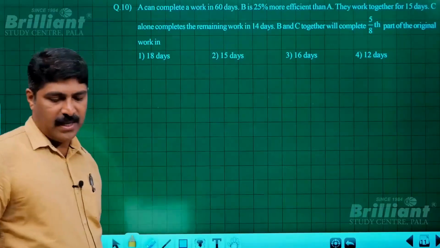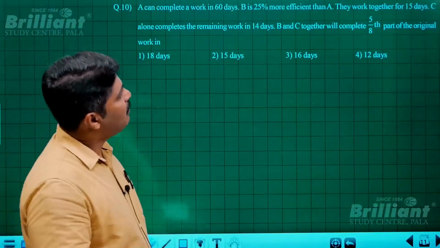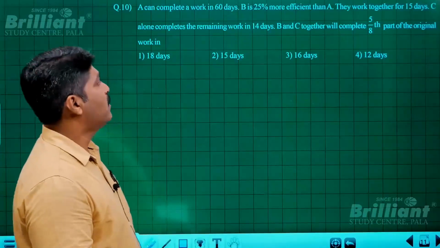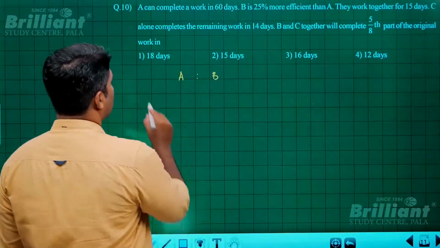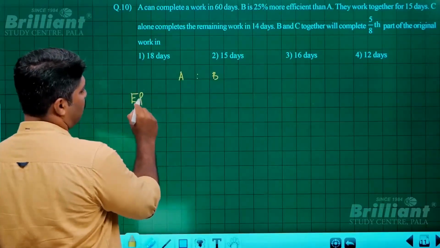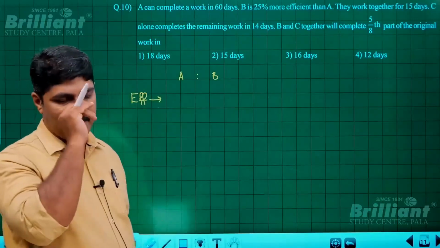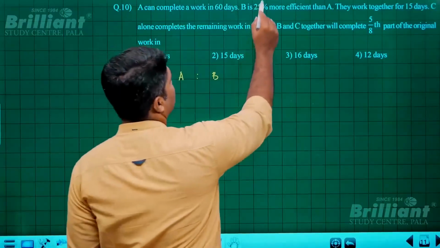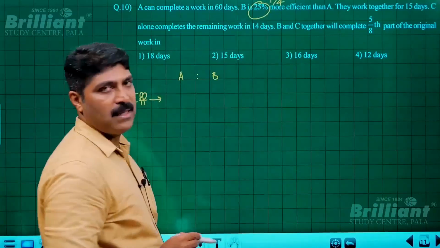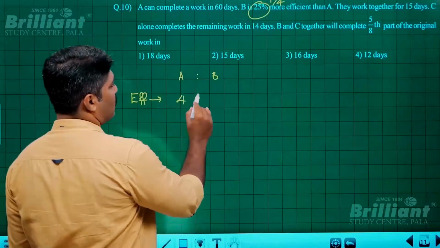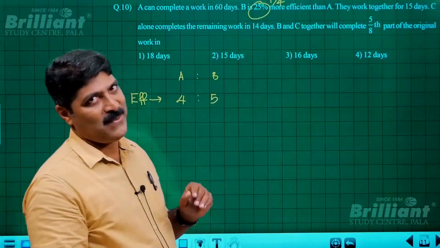A can complete a work in 60 days. B is 25% more efficient than A. First of all, we consider the efficiencies of A and B. Got it? It is given that B is 25% more efficient than A. What is the corresponding fraction of 25%? Its corresponding fraction is 1 by 4. Got it? Therefore, we consider the efficiency of A as 4, and the efficiency of B as 5, because that is 1/4 more than the initial value.